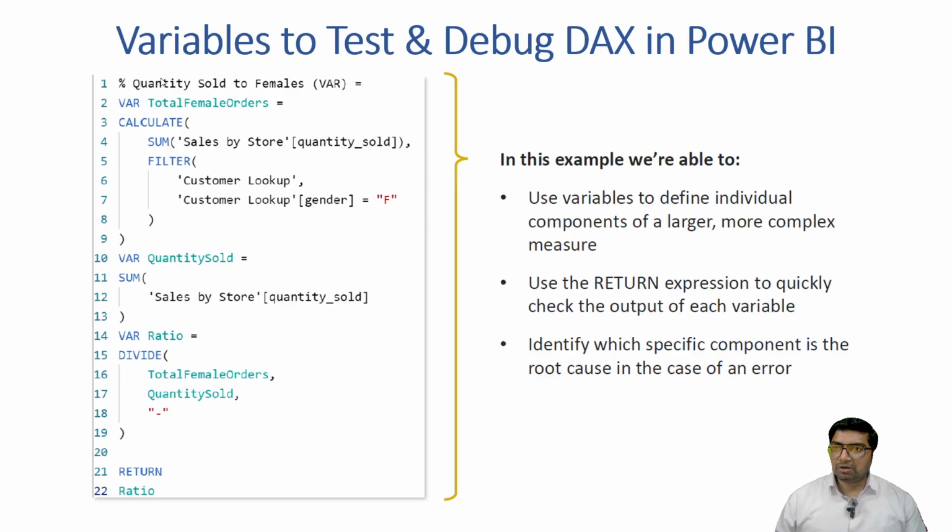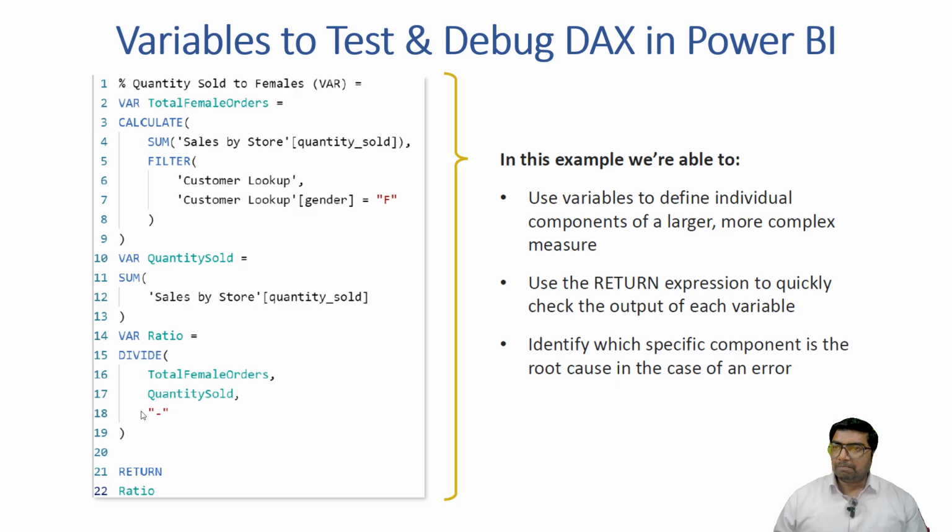I have written a slightly complex measure through variables, right? So in this example, you can use variables to define individual components of a larger and more complex measure, and then use the return expression to quickly check the output of each variable and identify which specific component is the root cause of the error. So what can you do in the return? You just call the variable over here.